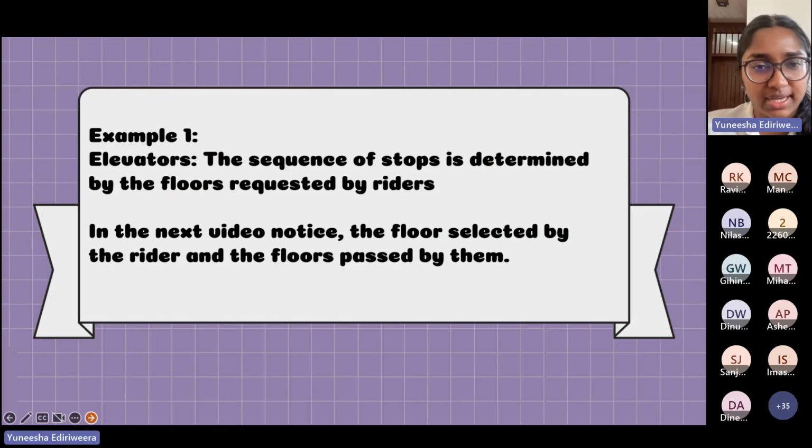Now let's look into an example. Let's take elevators as the example. So we all know what elevators are. The sequence of stops is determined by the floors requested by the rider. So when you get into an elevator, you select the floor you want to go to. Then once you select, the elevator will only stop at the floors selected by you. So please notice the floors selected by the rider and the floors passed by them in the next video.